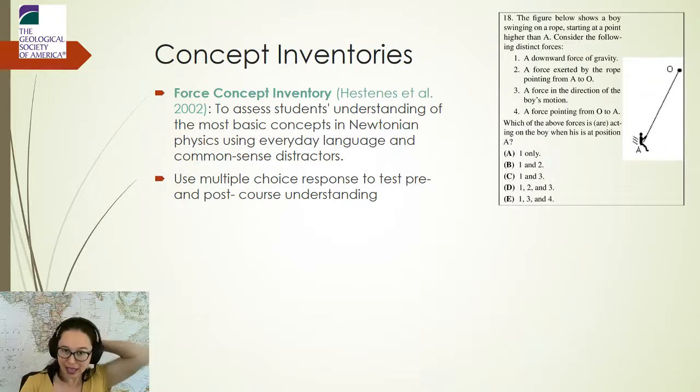And this is an example question. This figure shows a boy swinging on a rope, starting at a point higher than A, and then think about these distinct forces. Which of the above forces are acting on the boy when his position is at A? So you can see that this is a very complex question. It's not asking to define or simply remember information, but we're applying learning, right? Those of us who create tests know that it's hard to write these kinds of questions.